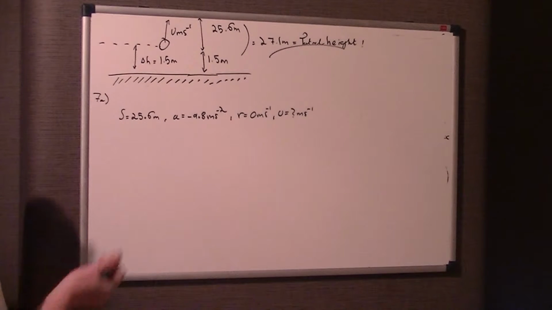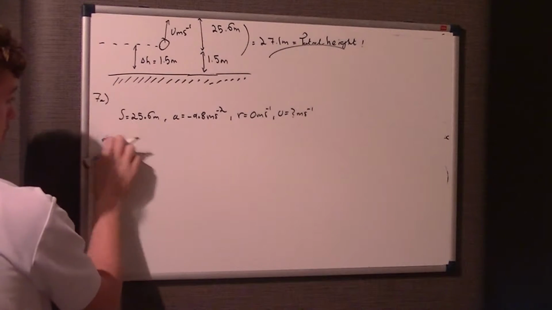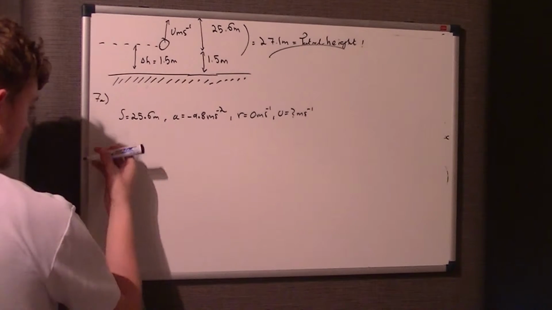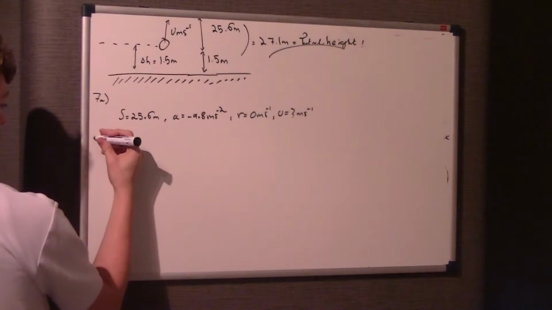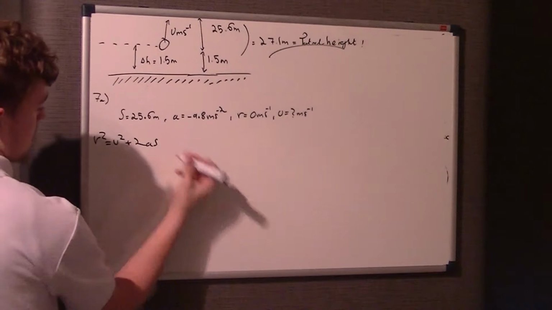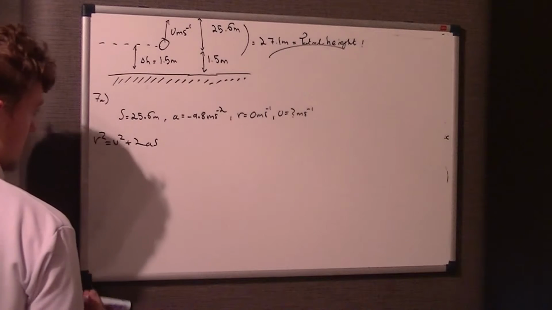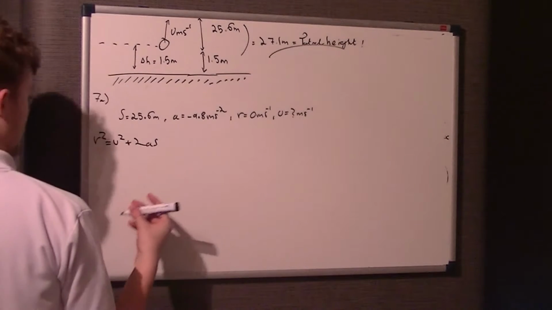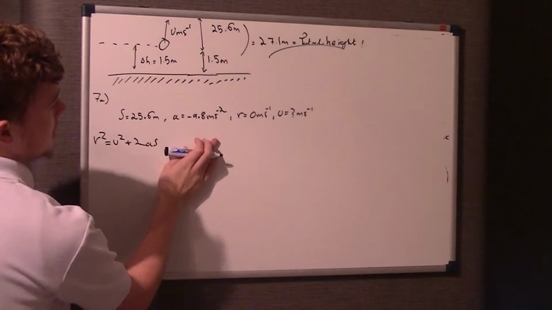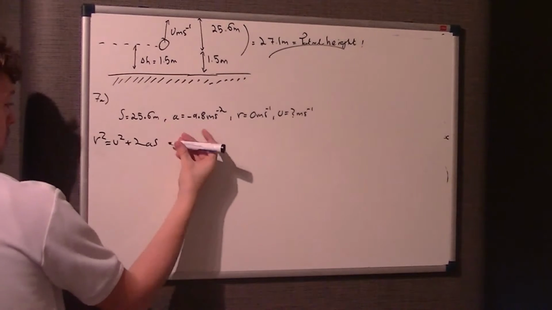So, a perfect SUVAT equation would be, okay, well, it's going to have to include U and these numbers. The one that includes them best is v squared equals u squared plus 2as. Because we don't know the time, we can't use the other v equation, and there's no other one that includes u. Anyway, that's the best equation to use.